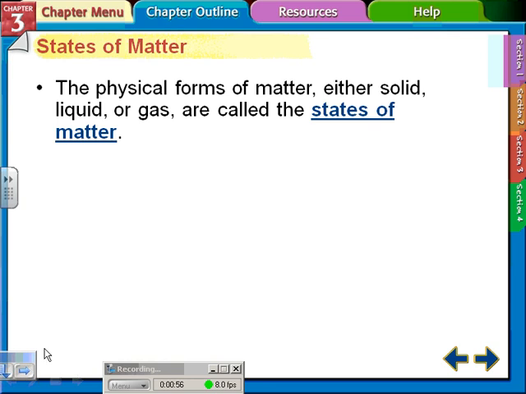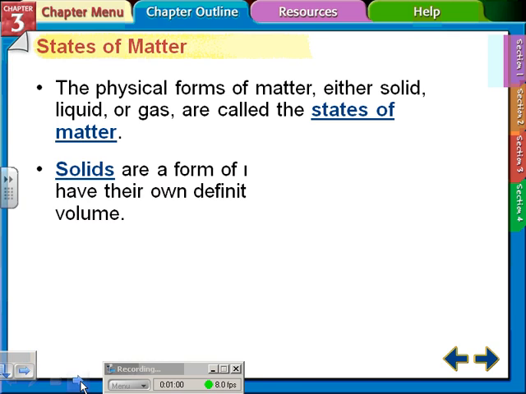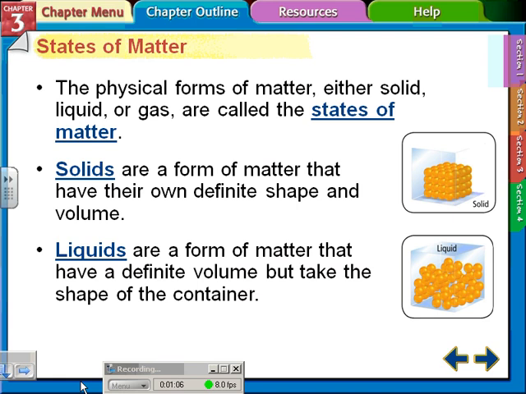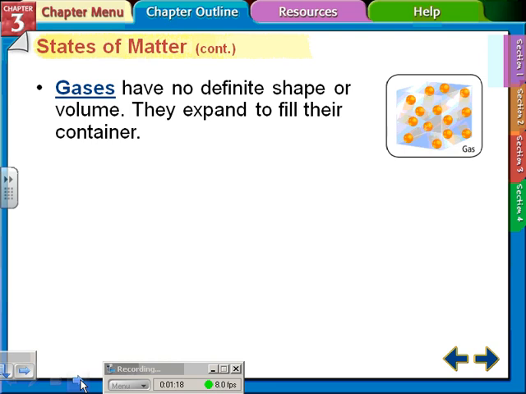The physical form of matter can be a solid, liquid, or a gas. They each have their own properties, so let's go through those. Solids are a form that have their own definite shape and volume. Liquids have a definite volume, but they take the shape of their container, so kind of flexible in shape. You can pour them from one container to another, unlike solids that are rigid. Gases don't have any definite shape or volume. They're going to expand to fill their container.